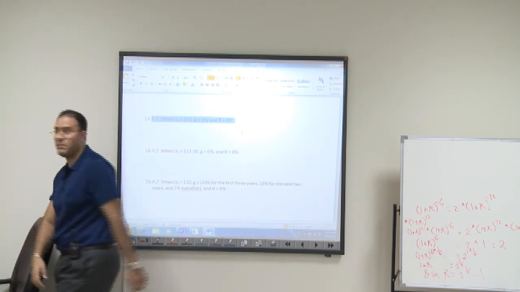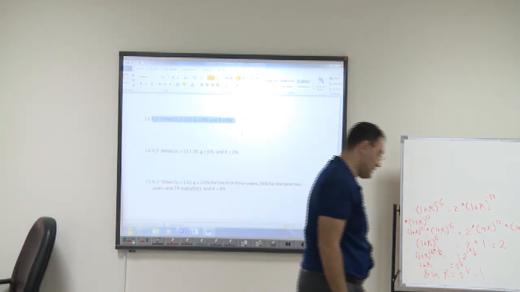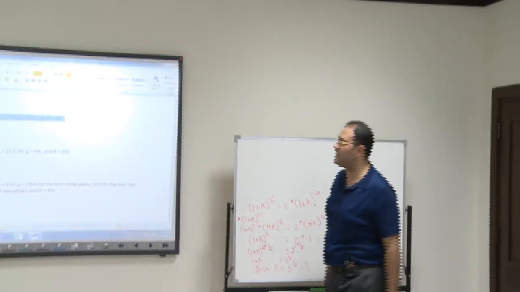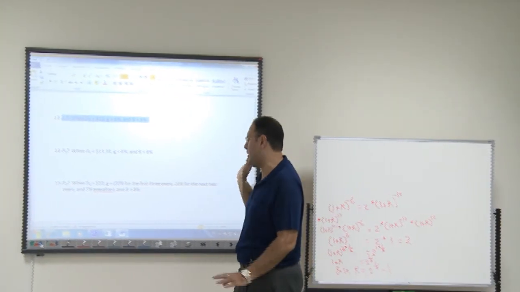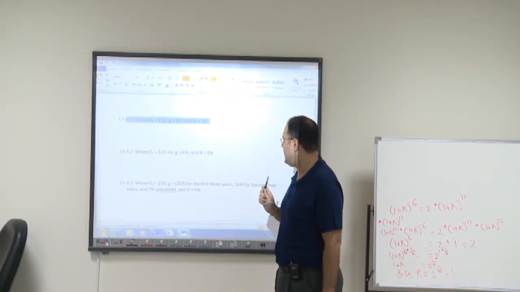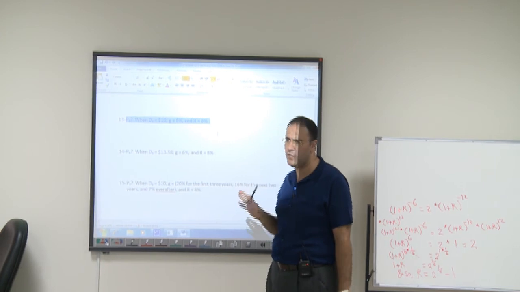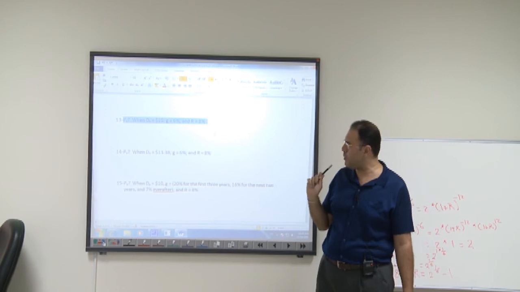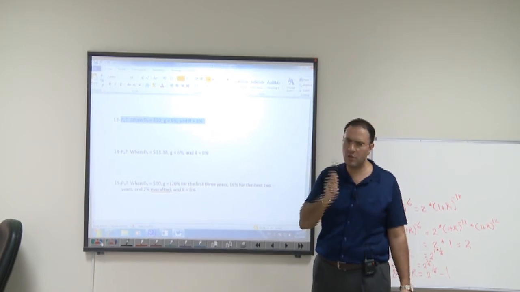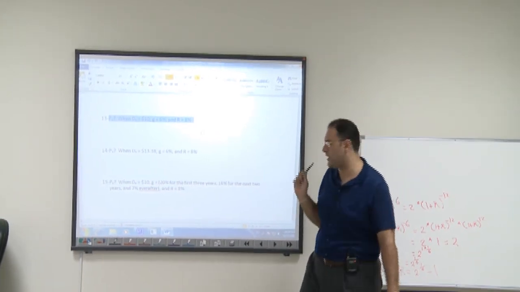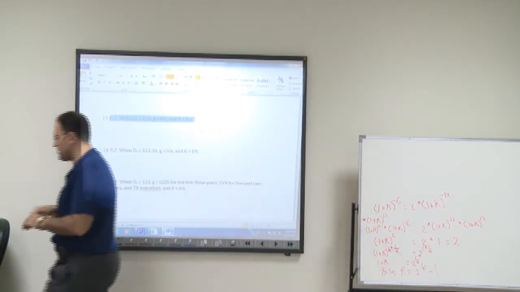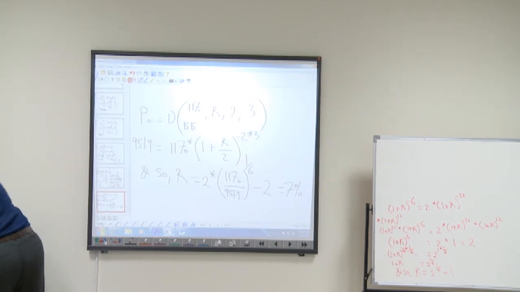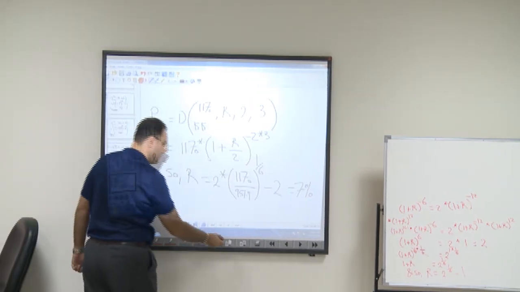For the 13th problem, what am I going to be solving for? I'm solving for P0. This is very clear, right? And what am I going to be using here? Gordon growth. So given D0, we're going to be solving for D1 and using Gordon growth. So let's go ahead and do it. No problem. So how can we do it?